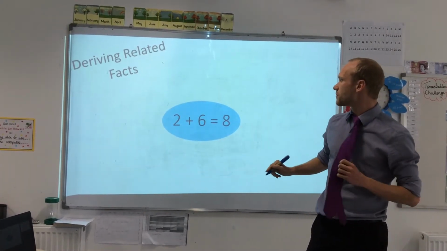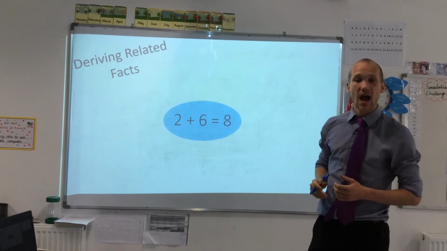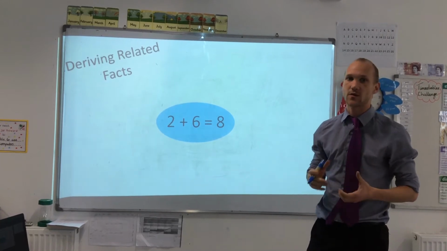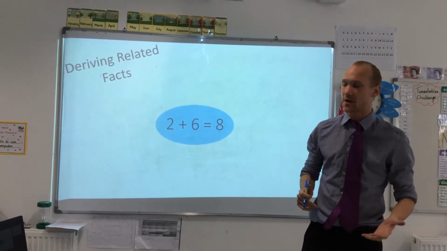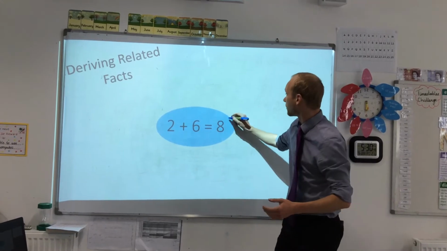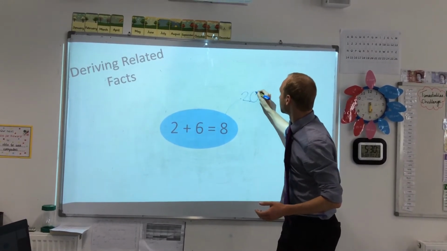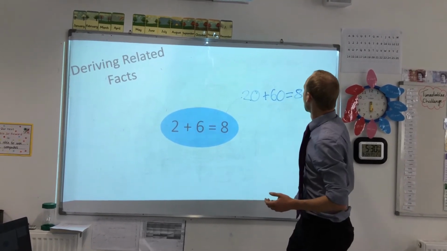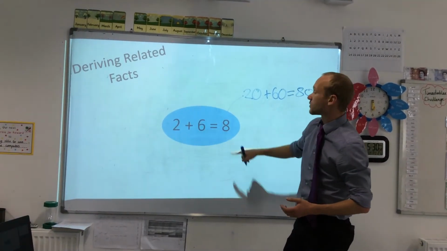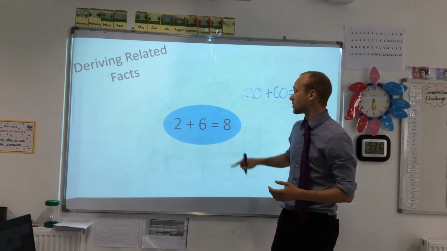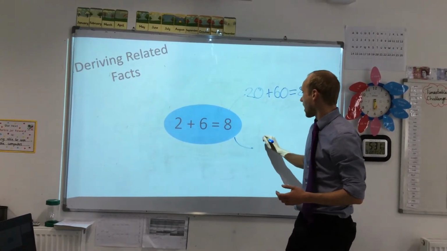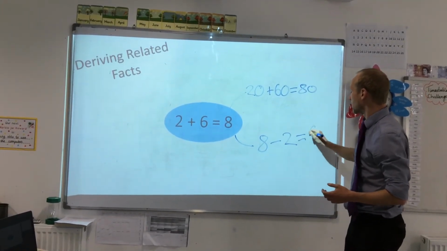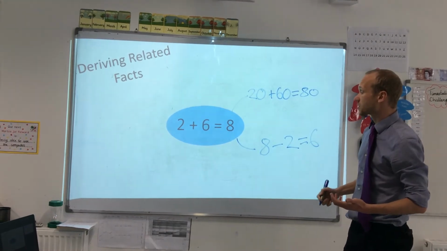Here I've got 2 plus 6 equals 8, and if I know this fact, I know a load of other facts, and this is a really fun game to play with your children. How many facts can you derive? How many facts can you work out? So I can work out 20 add 60 equals 80. If I know 2 add 6 equals 8, I know 2 tens add 6 tens equals 8 tens. I also know 8 take away 2 equals 6. What other facts do I know?